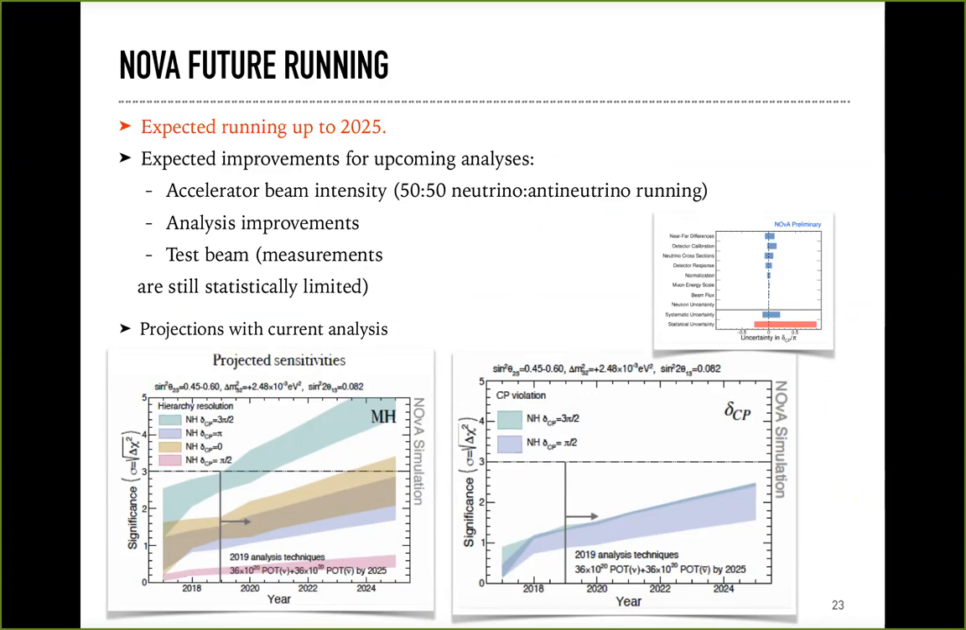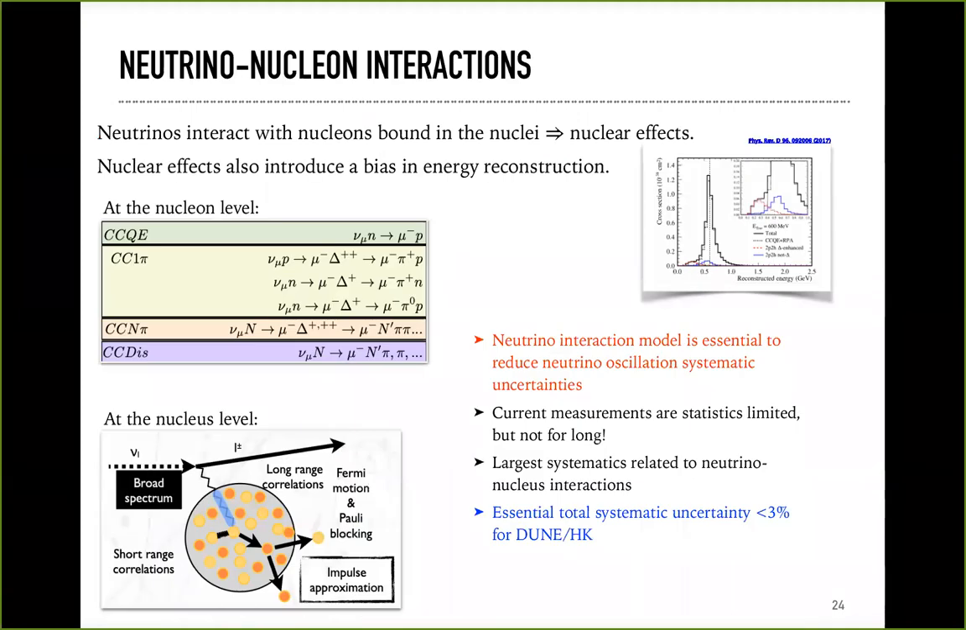The next slide, I move on then to the experiments, just to highlight this very briefly because they would require quite a lot of description. So the neutrino-nucleon interactions, as I mentioned, are a major source of systematics. You may look at the neutrino interactions with the nucleon as well as at the nucleus level. The current measurements are statistically limited, not for long, but especially it's essential to decrease the systematic errors for the future experiments, DUNE and Hyper-K. Next slide.